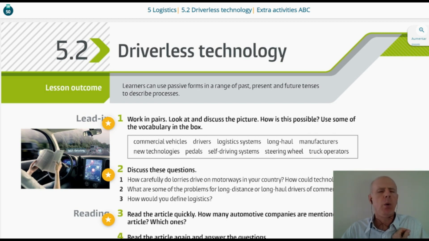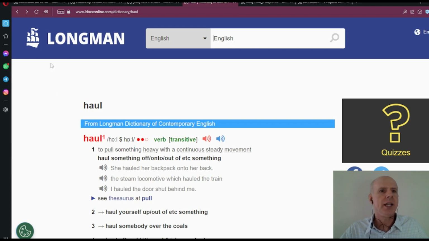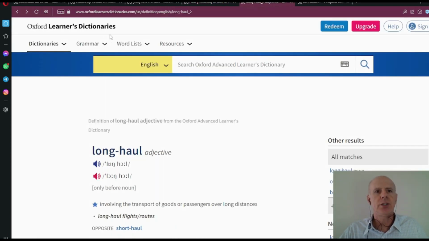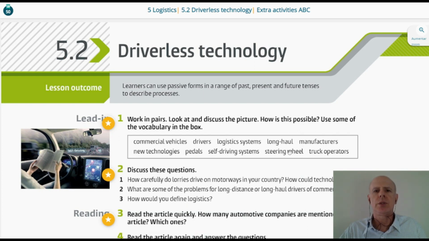Haul. What's the meaning of haul? Maybe you have seen in films a company called U-Haul. But what's the idea behind haul? I have the word here in the Longman dictionary, and listen. Haul. It isn't a hole in a house. It's a haul. What is it? To pull something heavy with a continuous steady movement, or to transport goods. Long haul, here in the Oxford Learner's Dictionary, is transport of goods or passengers over long distances. Long haul. All right. So that's it. This is what we are talking about today.